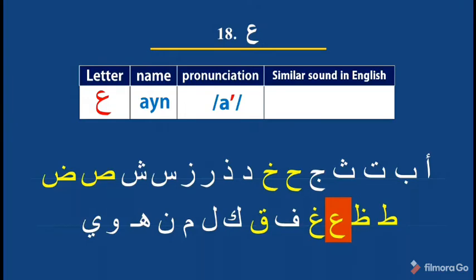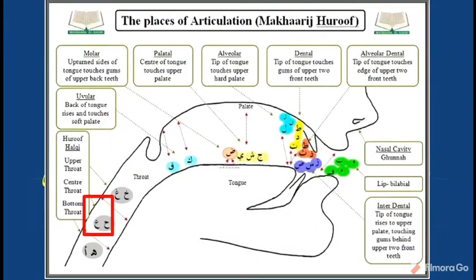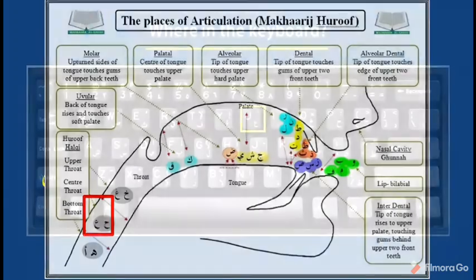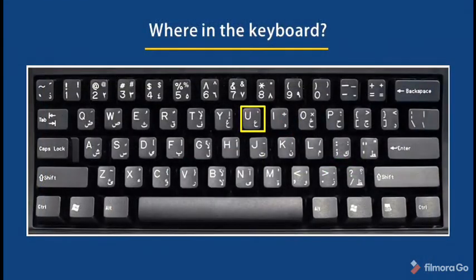Ain also has no equivalent in English. It has a pronunciation of a. Ain is pronounced with the center of the throat. Try to pronounce it. Ain, a. Please notice that it is not a, it is a. It is found with U in the keyboard.